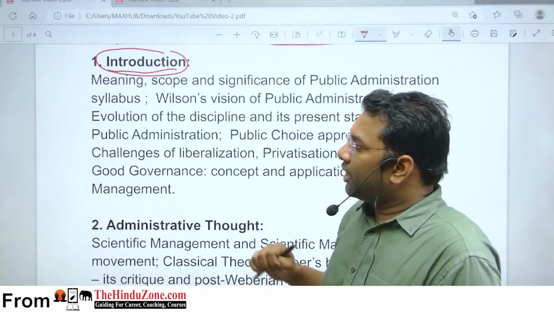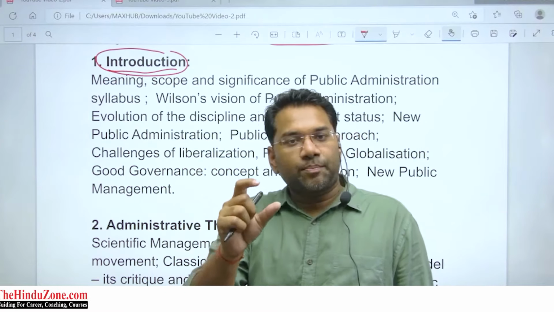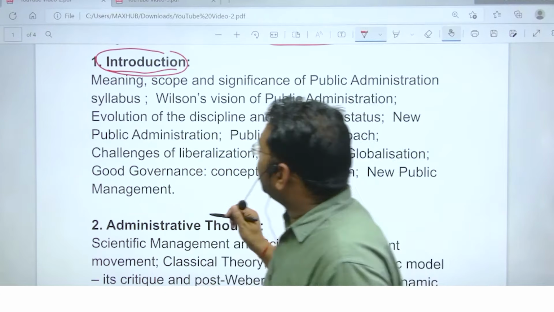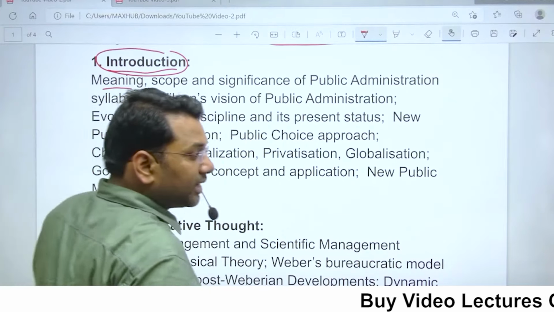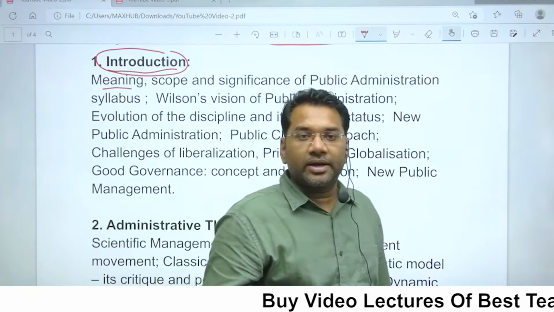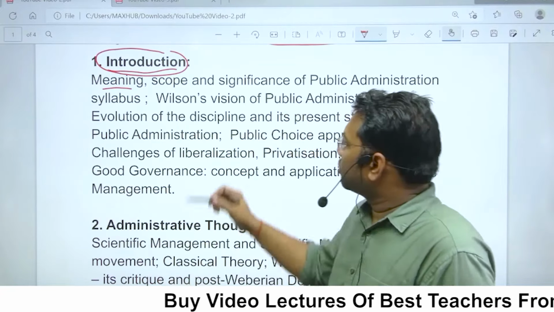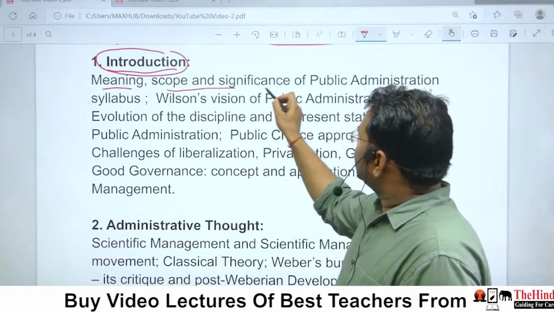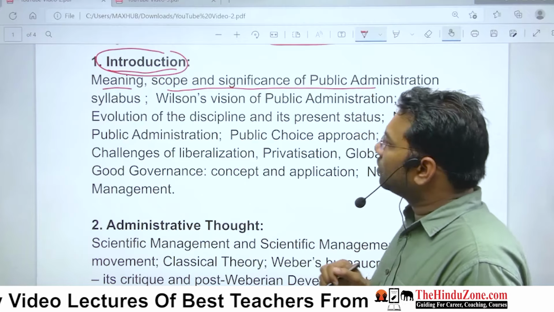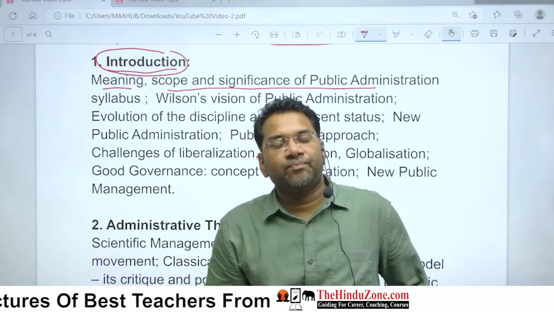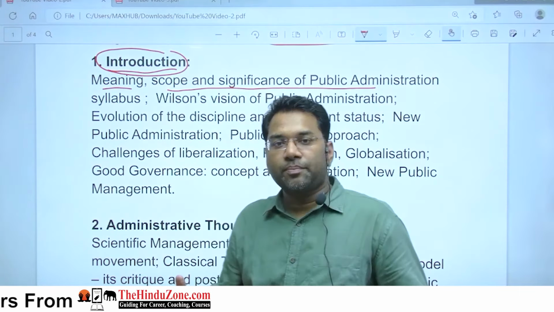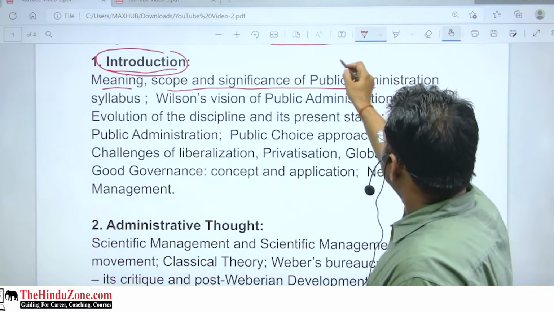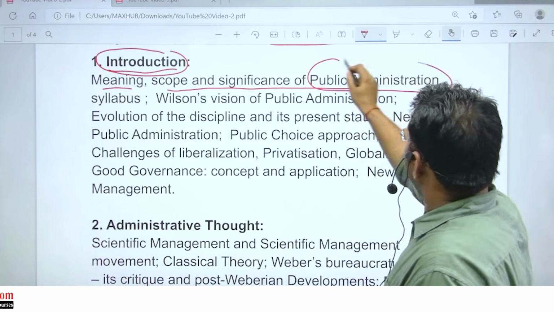If we are talking about some particulars, then we will be talking about the meaning. Public administration ka meaning kya hota hai? What do we understand by public administration? So meaning, scope, significance of public administration. What will we be understanding in the meaning of public administration?